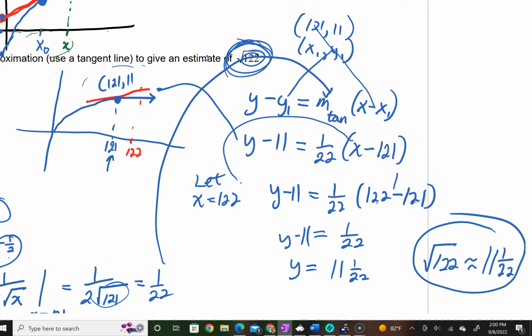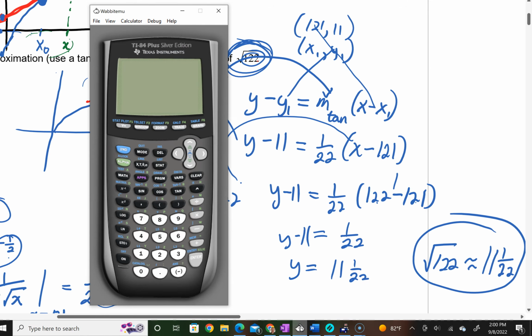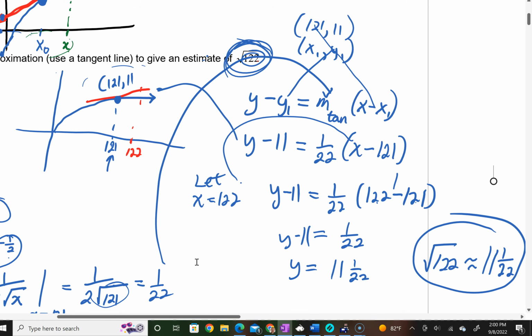Now, could we have changed this answer instead of having a mixed number? Yeah, of course we could. But look, if I may real quickly, what is 11 plus 1 over 22? You can see it's about 11.045. You can say, well, what is the actual square root? You can see, that's pretty good. It's about 11.045. So please understand what we have just done.